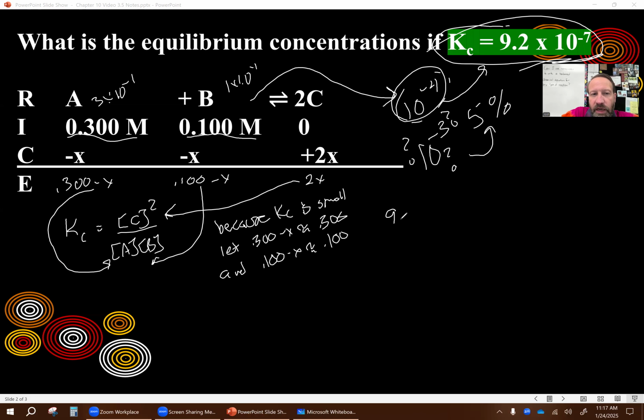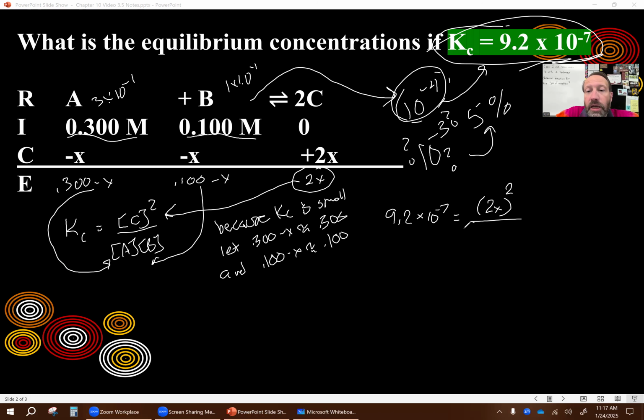I'm going to plug in my KC, so 9.2 times 10 to the negative 7 equals C is 2x because it was 2x there, okay? And that still also gets squared. So note that when we have a coefficient, not only does it change the amount of the x, it changes the square or cube, the exponent, right? Yeah, it does. I've told you that. Just most students don't let that soak in. So soak it in, okay?